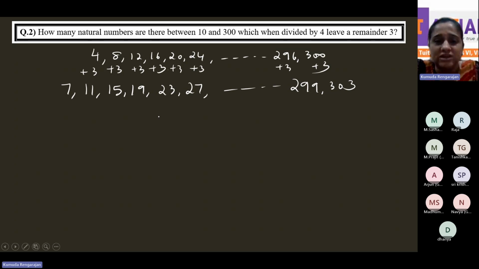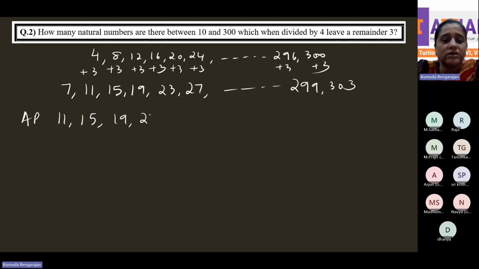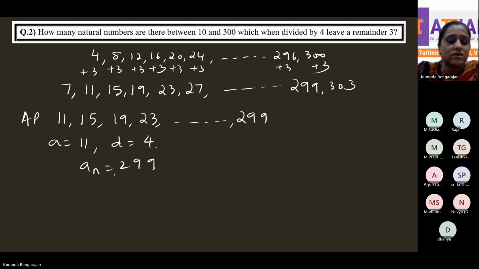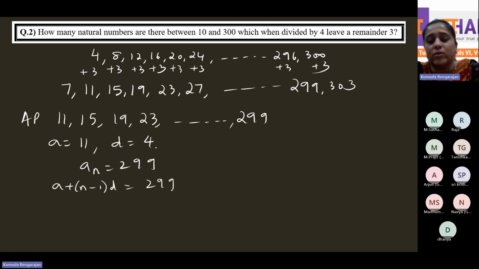Now you have to find the sequence correctly where the numbers lie between 10 and 300. So clearly the arithmetic progression is 11, 15, 19, 23, and so on till 299. So this is the required sequence. And this sequence forms an arithmetic progression with first term a, which is 11, and common difference 4. So how many numbers are there here from 11 to 299? That an 299 will tell us. a plus (n minus 1) into d is equal to 299. On working this, we'll get the value of n.